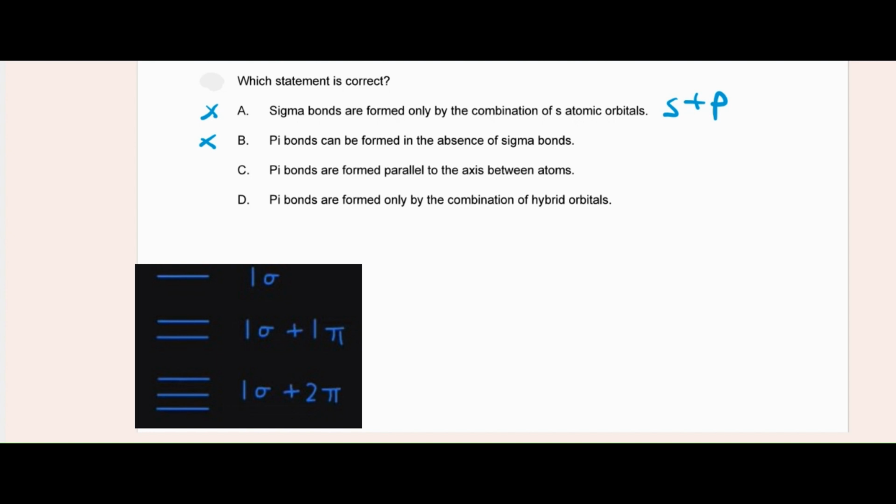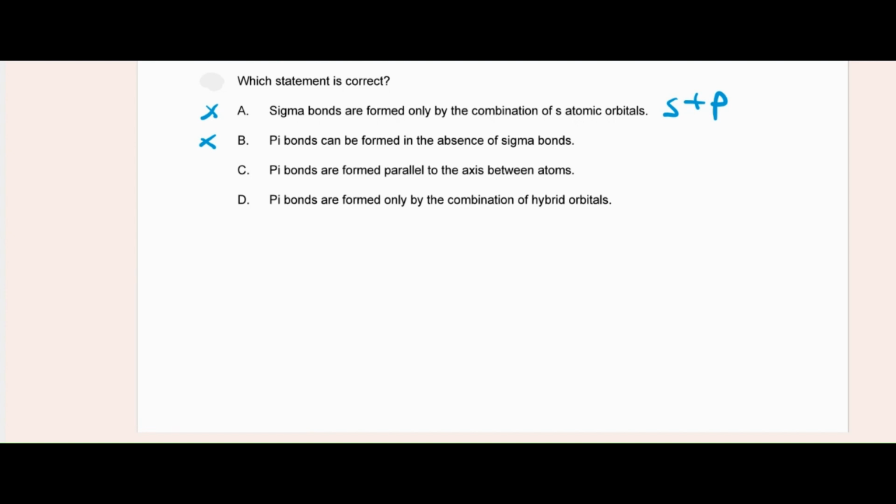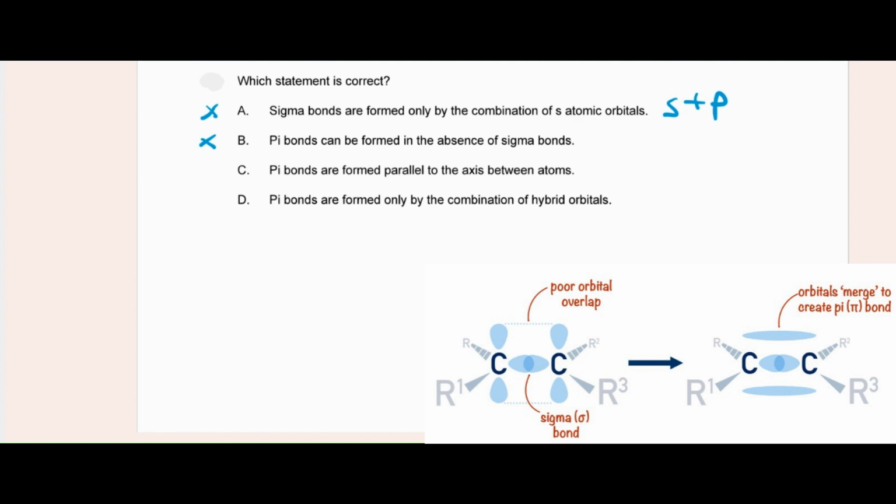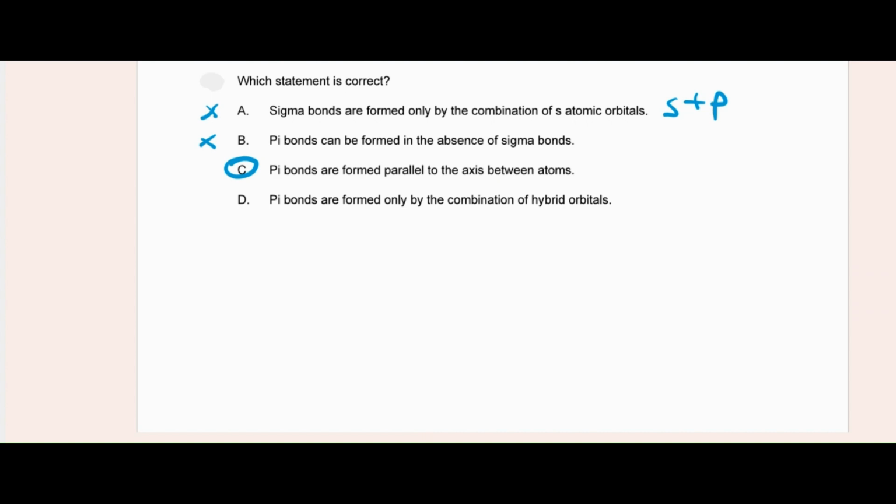Pi bonds are formed parallel to the axes between atoms. Yes. They are an overlap of orbitals in a side-by-side manner. So you've got the electron density concentrated above and below the plane of the nuclei of the bonding atoms. So it will be C. Why is it not D? Pi bonds are formed only by the combination of hybrid orbitals. Well, no, hybrid orbitals will always overlap head to head, so that will form sigma bonds.